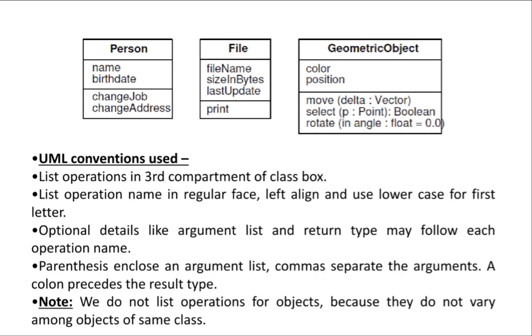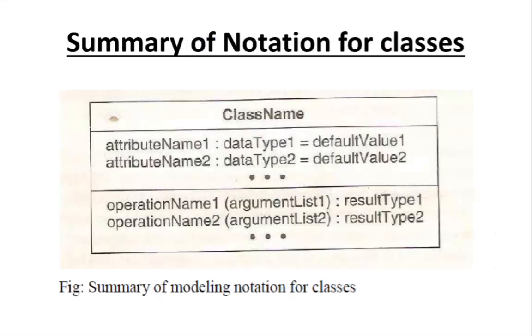Right? And one more important thing: operations should be included for the class, not for the object, because operations apply to the class, not to the objects. Move applies to every object, select applies to every object of this geometric object class, rotate applies to every object. That's why when you include the operations, just include them in the class. They can be applied to all the objects that are present in the class, right? Hope you are getting it, guys.